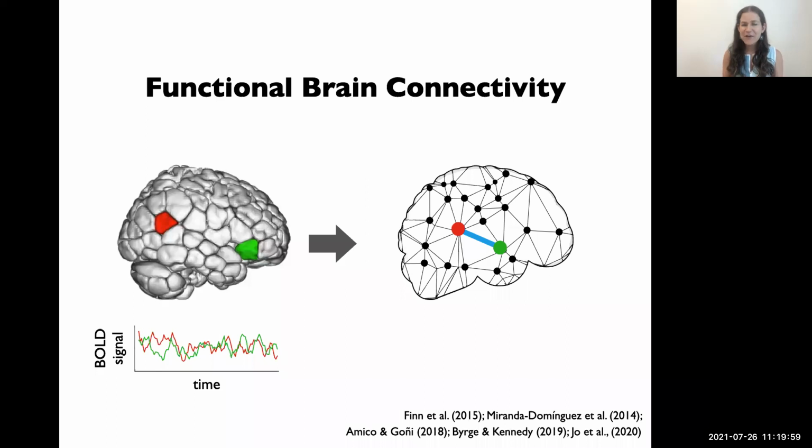But unlike fingerprints, it turns out that we can actually use these functional connectivity patterns to gain insight into individuals' cognitive abilities and behavior. And so what I'll propose today is that we can use these functional connectivity measures to characterize how well people sustain attention and how their attention changes over time.